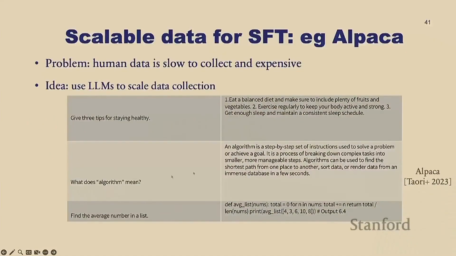And this is the type of data that we collected. So things like, what does algorithm mean? An algorithm is a step-by-step set of instructions used to solve a problem or achieve a goal, blah, blah, blah. So the data is actually pretty good, given that it was generated by LLMs from essentially 2 generations ago.